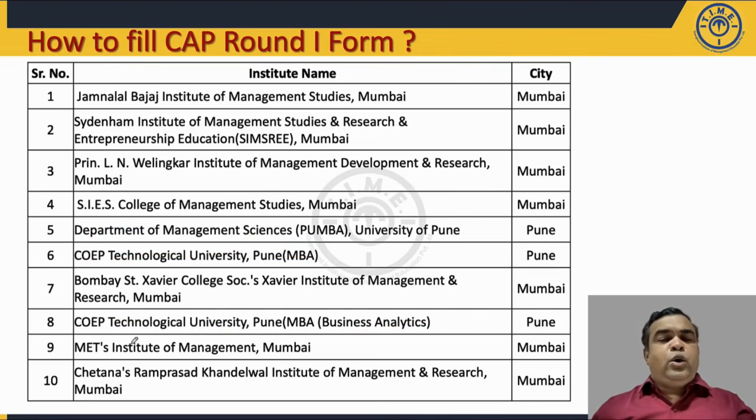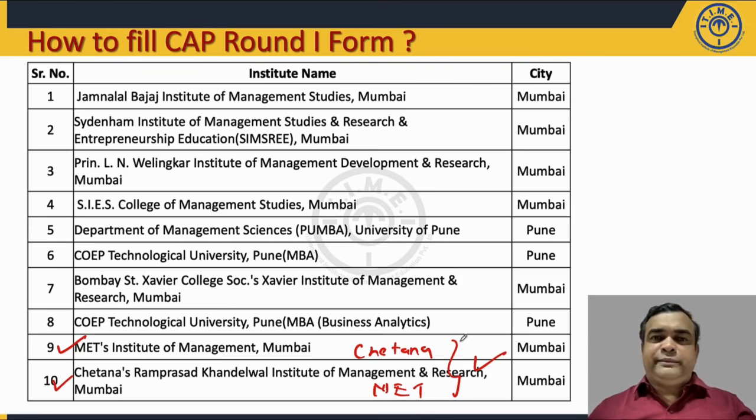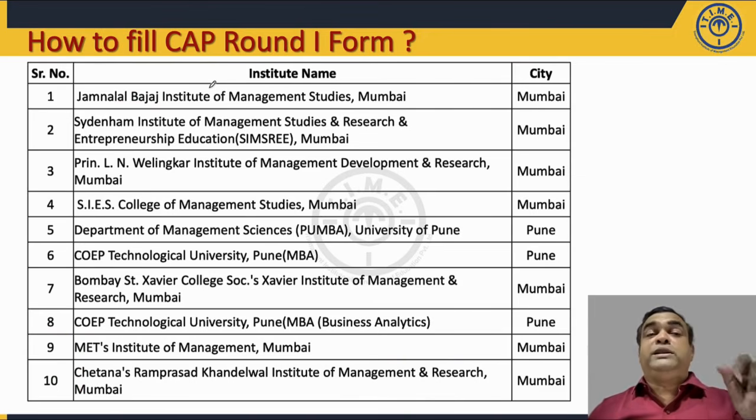Somebody might say, okay, you are saying MET is better than Chetna, but I want to put Chetna up and MET down. Okay, I'm okay with this part. You can put Chetna up and MET down. That's fine. You want to create your own ranking. But as I said, though you are going to get college number 9 and 10, you are going to start from JBIMS only, number 1, in this order I'll fill. So you'll not put Chetna or MET as a number 1 choice. That part is very clear.